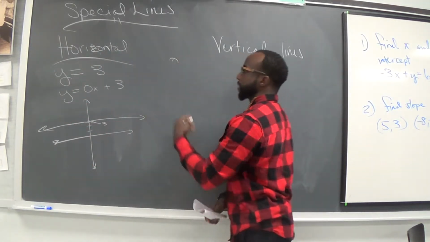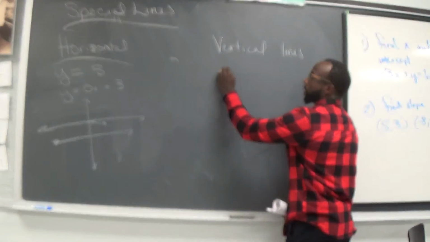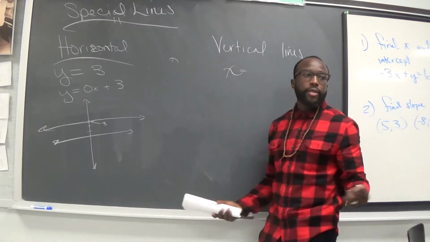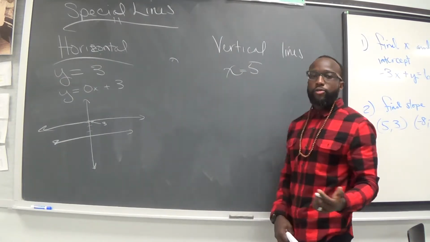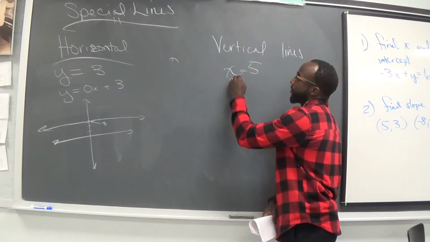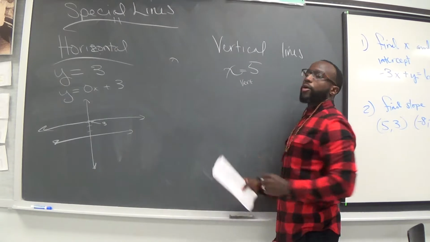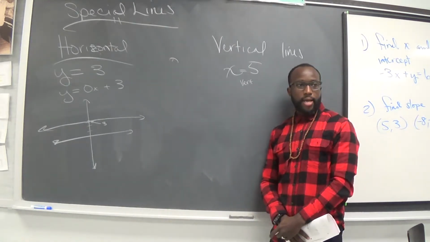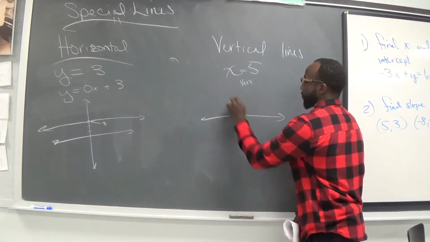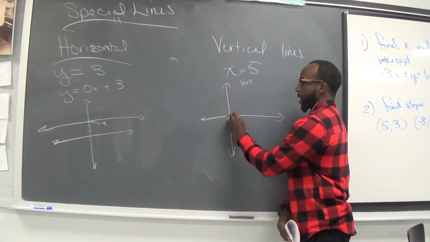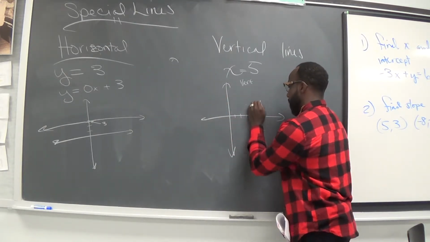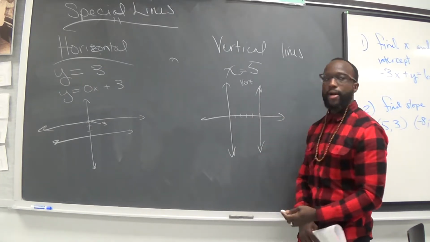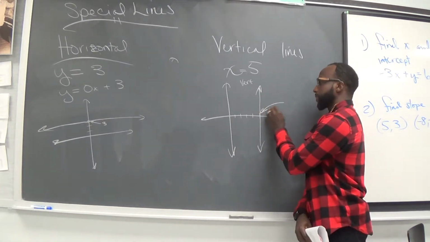For vertical lines, it's the exact opposite. For vertical lines, you have x equals a number. Say x equals 5. That means you're going to have a vertical line going through 5 on the x-axis. If we graph this, we look at 1, 2, 3, 4, 5, and we make a line going through 5. This would be our vertical line.